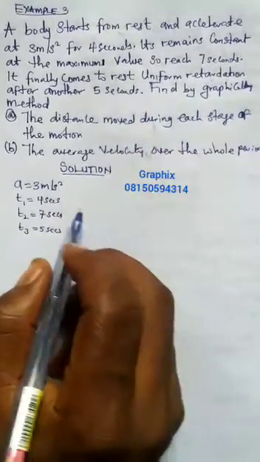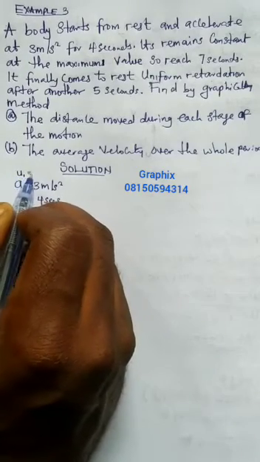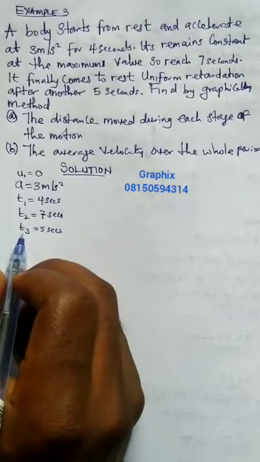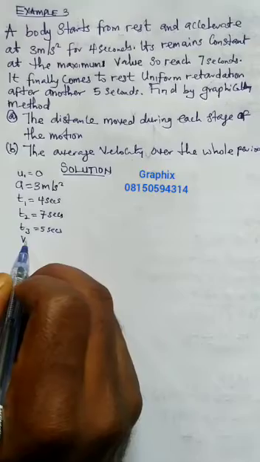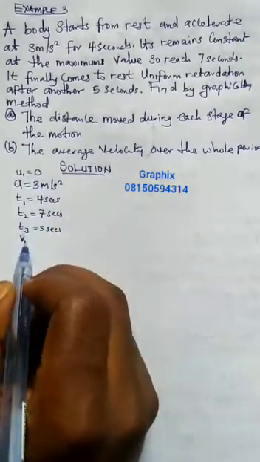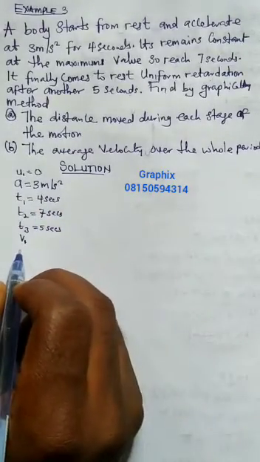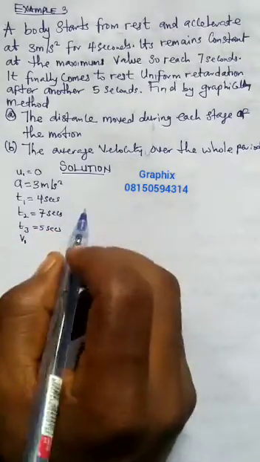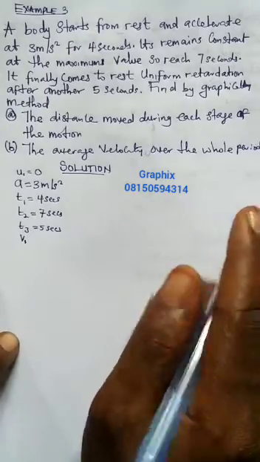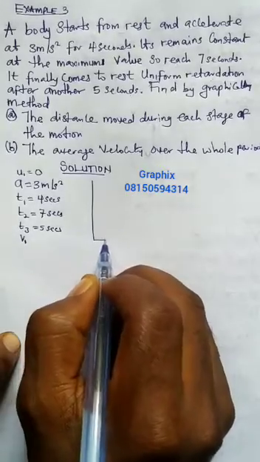Find with graphical method. One thing you need to know is that since it's starting from rest, our U1 is equal to what? 0. Right? Then we don't know our V1. Our U1 is 0, we don't know our V1. Since it's telling us we should use a graphical method, you draw your velocity time graph.